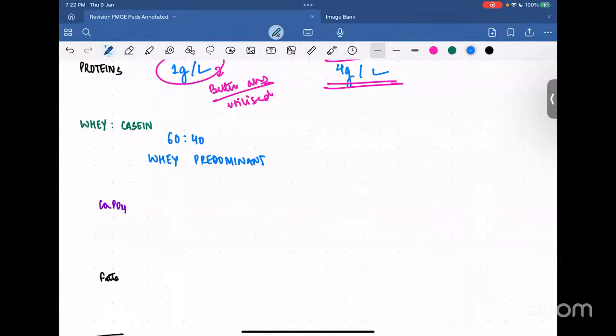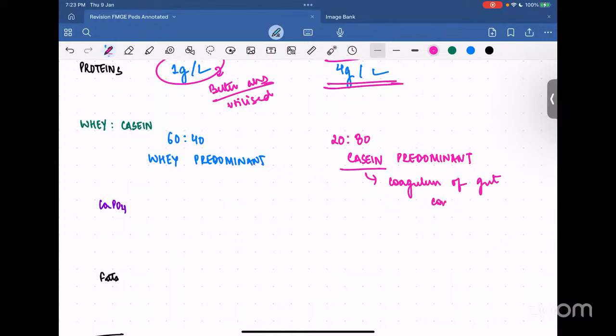Whereas in cow milk, this whey to casein ratio is actually 20:80. That means casein is 80%. This is a casein predominant milk, right? What is the disadvantage of this casein predominant milk? The disadvantage is that this casein will form coagulum in the gut, won't get absorbed, and the child will get constipated.